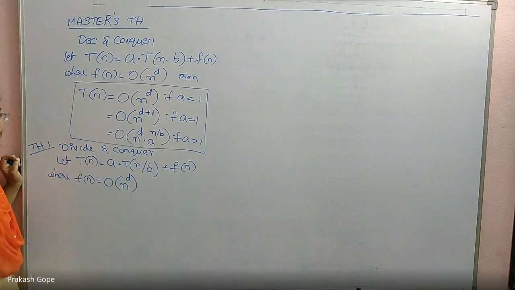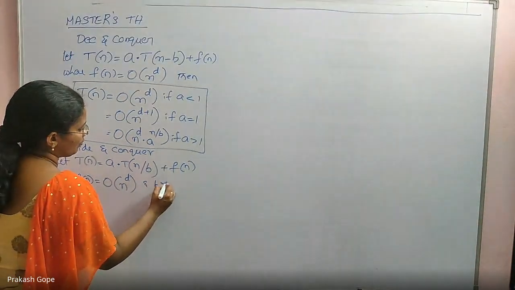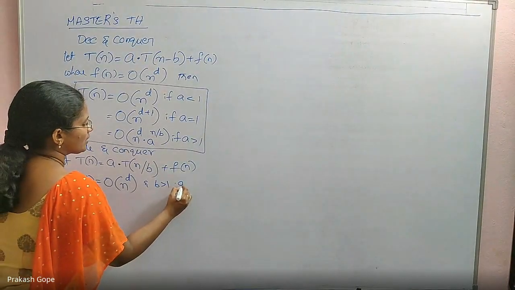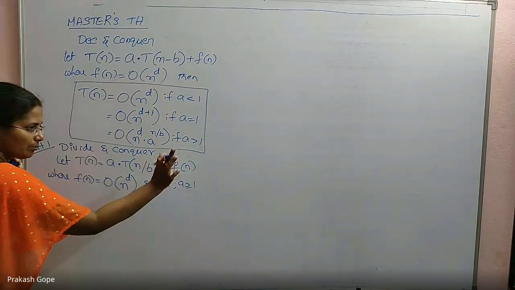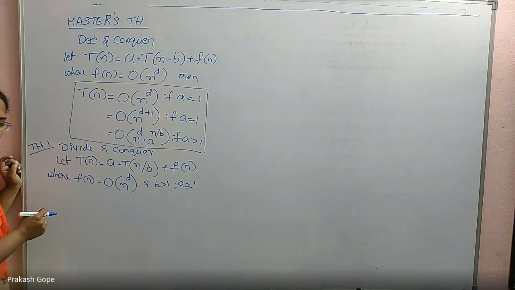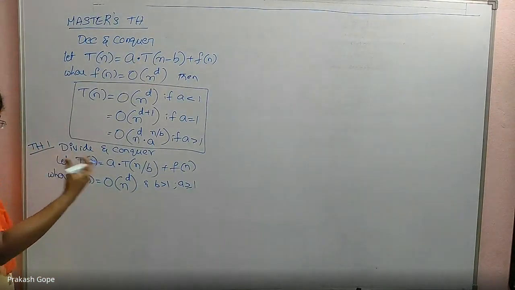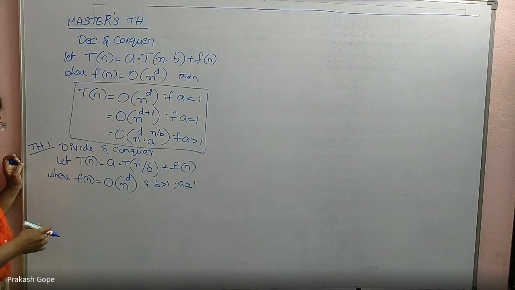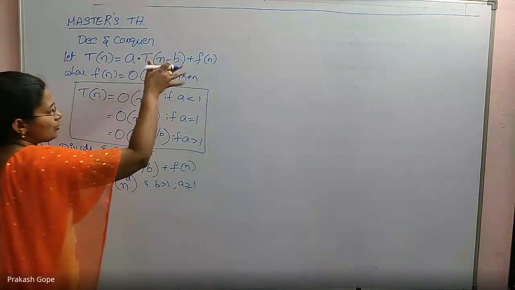If it is like this, and b is greater than 1, a is greater than or equal to 1. So, when f of n is in n power d format, like polynomial format, then theorem 1 works. If it is not in polynomial format, you have theorem 2. You have theorem 2 also for divide and conquer. But here, if it is not in n power d format, you should go for substitution.